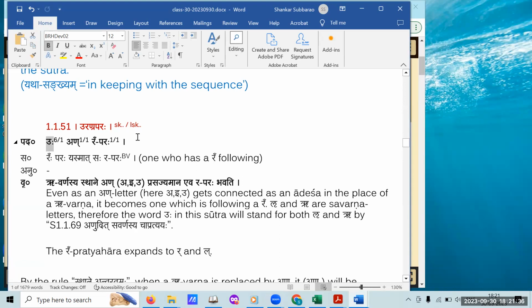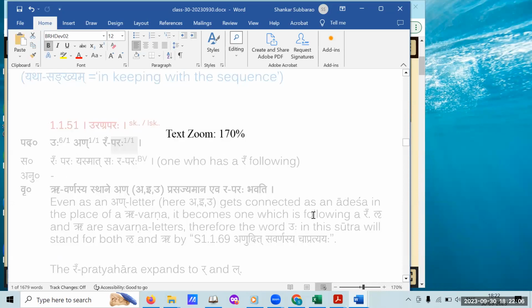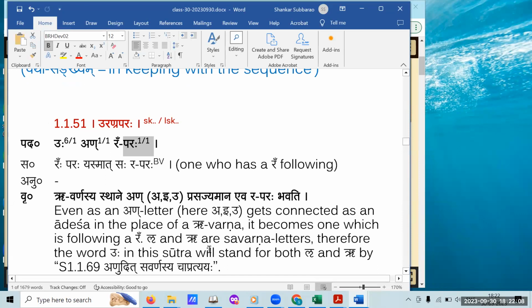What is the sandhi? Ur an raparaha. These are 3 words. What is the case? Ur is 6-1. You should know 6-1 of what? We have reverse engineered; you know it is r. And what does r stand for? It stands for the savarnas r and l. So ur, an is the adesha. But what kind of an? An an which is raparaha. Both are 1-1. Is it visible? Or should I increase the font size? Okay, now it should be better.